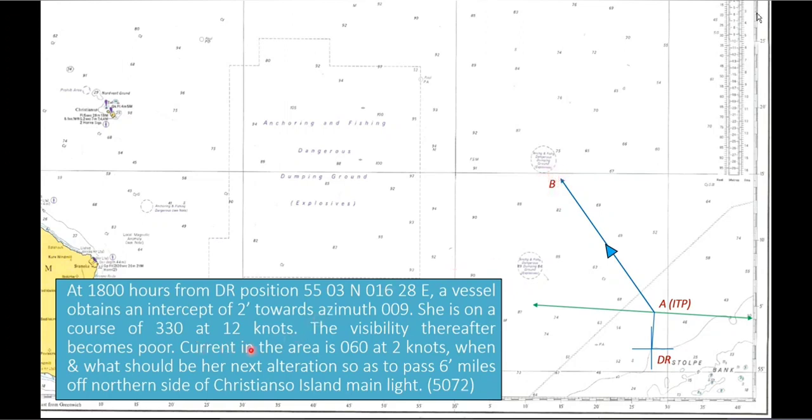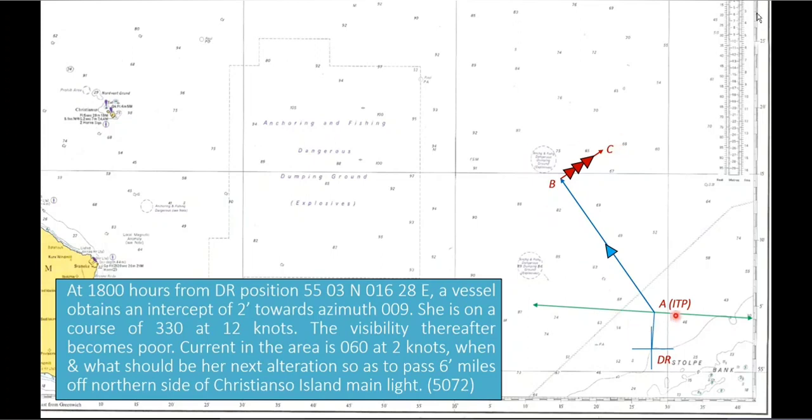Now, we also know the current prevalent in the area. The current is setting 060 at a rate of 2 knots. So let us draw the current vector also for the same duration of 1 hour. From point B, I draw my current vector in the direction of 060. You can see the current on the chart now. Let's mark it with 3 arrows. And let's name the point where the current vector ends as C, Charlie point.